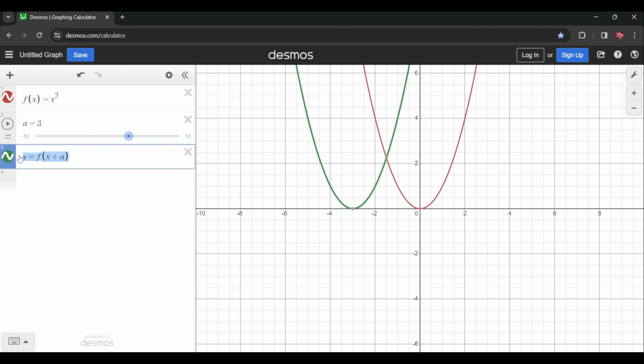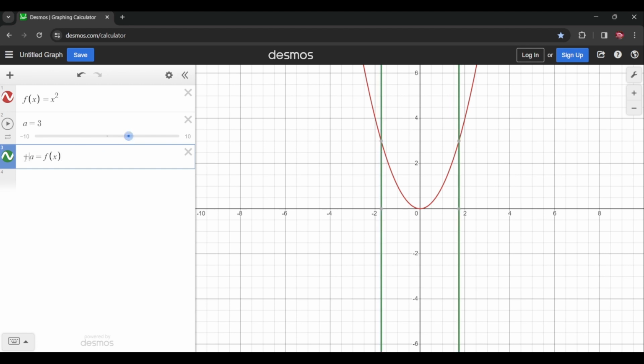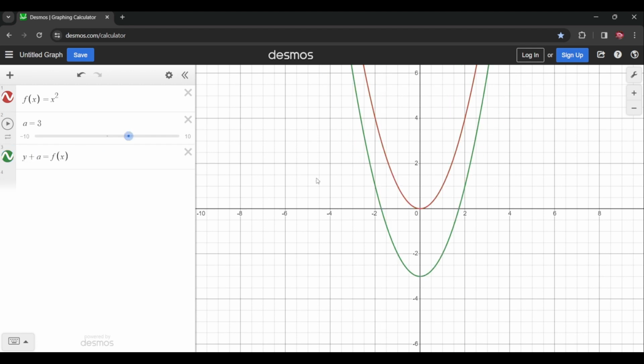Now I shall plot y minus a equals f of x. We notice that a similar thing occurs, and y minus a equals f of x is a shifted up version of f of x by 3 units. Similarly, when we replace minus with a plus, we notice that our graph shifts down, and y plus a equals f of x is actually a shifted down version of y equals f of x by a units.